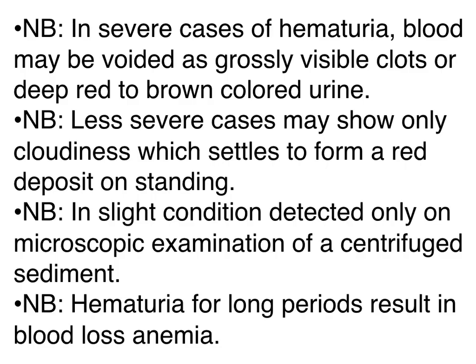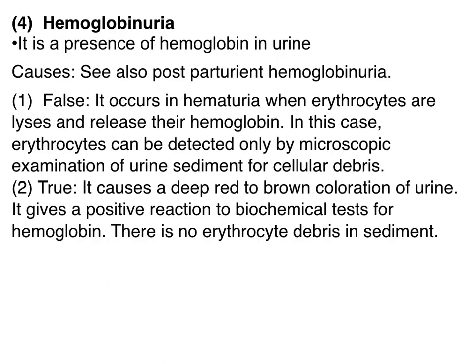In severe cases of hematuria, blood may be voided as grossly visible clots or deep red to brown colored urine. Less severe cases may show only cloudiness which settles to form red deposits on standing. In slight conditions, it is detected only on microscopic examination of centrifuged sediments. Hematuria for a long period results in blood loss and anemia.